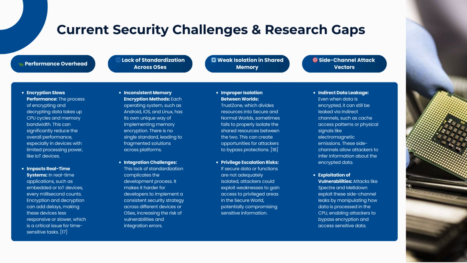Additionally, the isolation between secure and normal worlds in ARM processors can be weak in some cases. If the isolation is not enforced properly, attackers can exploit it to escalate privileges and access secure data. Finally, side channel attacks, which exploit weaknesses like cache patterns or electromagnetic emissions, can potentially bypass encryption and leak sensitive data. These types of attacks are difficult to defend against and remain a significant security concern.